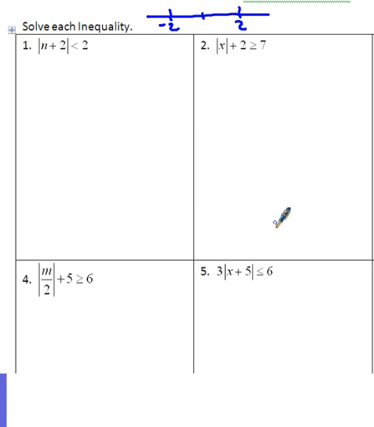So this is a video to help you with the homework that you have gotten with absolute values. Let us get started with example number 1. Absolute value of n plus 2 is less than 2.